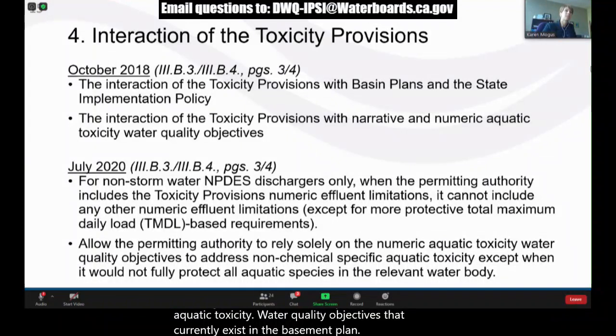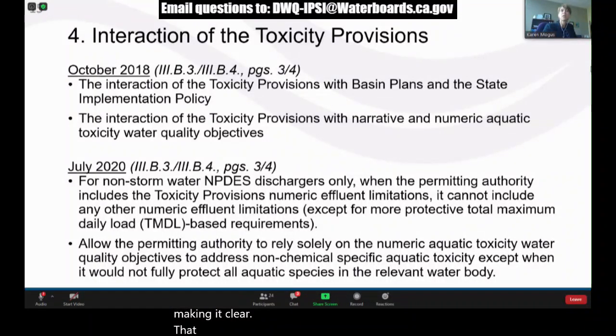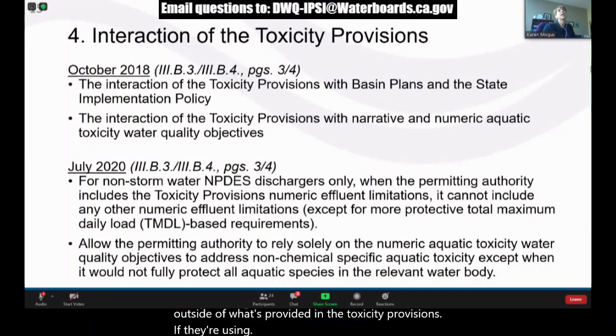So we made some clarifying language changes to make it clear that for non-stormwater NPDES dischargers only, when the permitting authority includes numeric effluent limitations for toxicity, it cannot include any other numeric effluent limitations except for more protective TMDL-based requirements. So this is making it clear that the regional boards, or the permitting authority, can't include other numeric effluent limitations outside of what's provided in the toxicity provisions if they're using Table 1 species at the in-stream waste concentration.